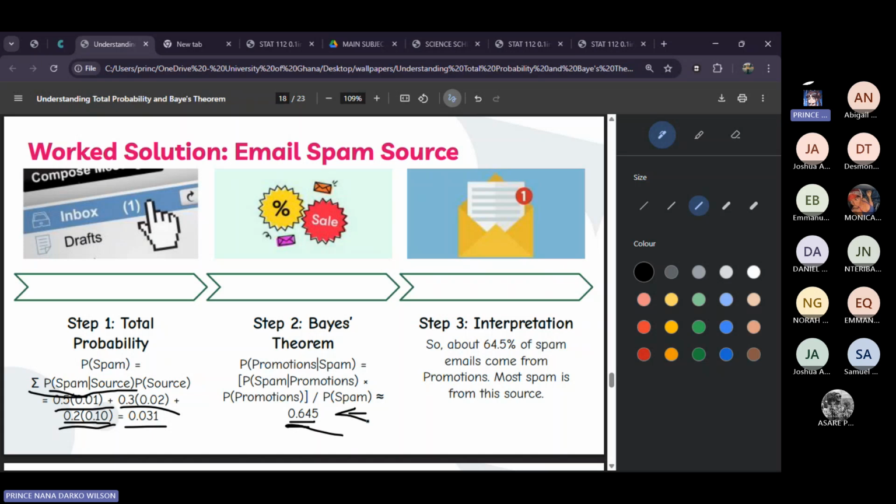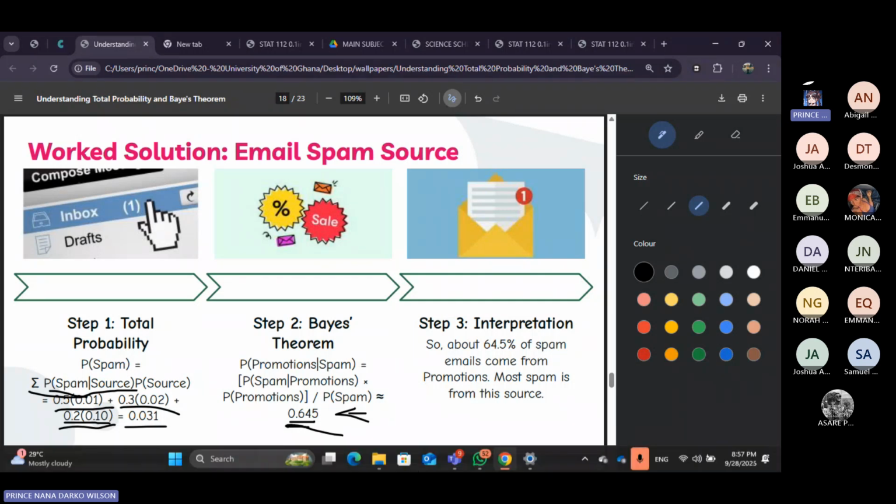So you're fine. Interpret that as a percentage. It says about 64.5% of spam emails come from promotions. Most spam is from this source.